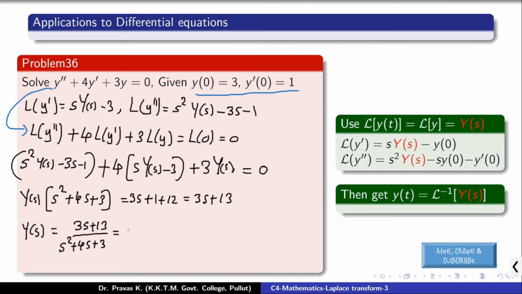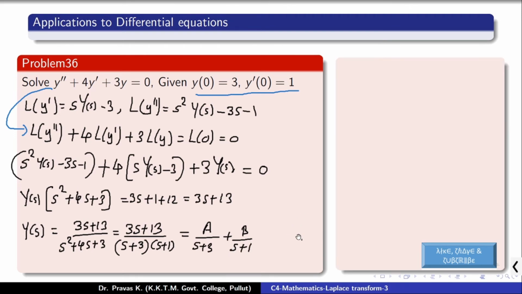So we can write it as 3s plus 13 divided by, factorizing the denominator, s plus 3 into s plus 1, two factors with product 3 and sum 4, that is equal to A by s plus 3 plus B by s plus 1. If you don't know the method of partial fractions, please go through the video on that. Now how do we find capital A and capital B?